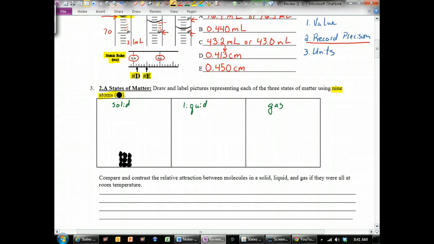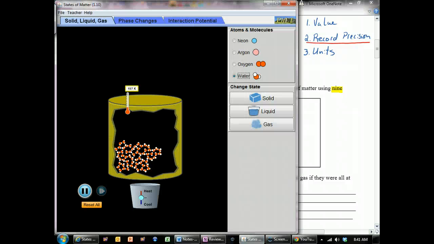Now, one of the misconceptions about a solid is that it's not moving at room temperature. I'd like you to have a model in your head of the atoms being stuck to each other and wiggling. Now, in this example, they are stuck to each other and they're able to wiggle, but they're not moving around each other. So this is a good simulation for what water would look like as a solid.